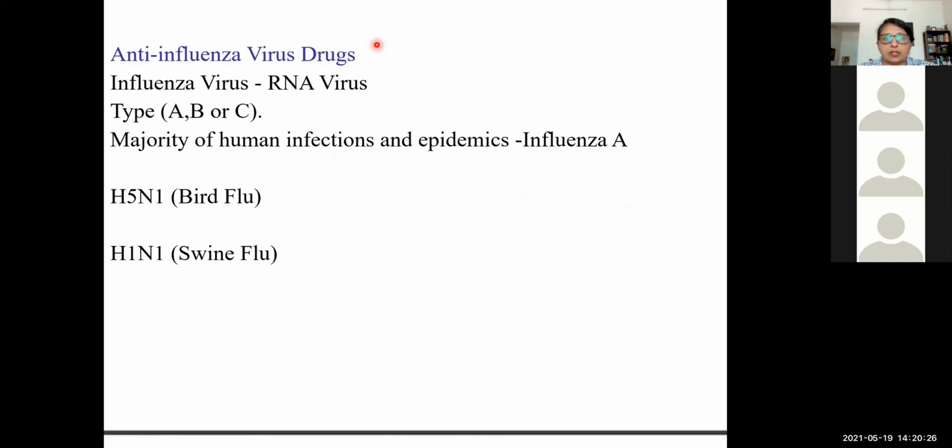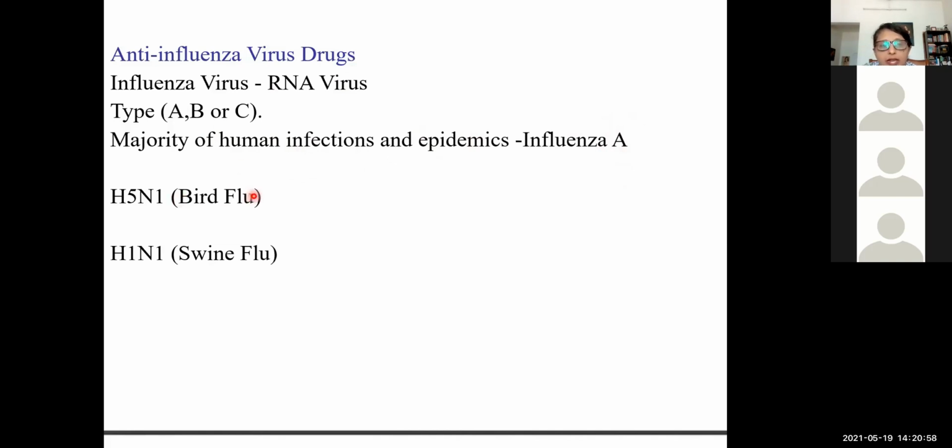Now, we have seen the anti-herpes virus drugs. Now we are coming to anti-influenza virus drugs. Of the influenza viruses, there are influenza A, B and C. All of these are RNA viruses, whereas herpes virus is a DNA virus. Most of the human infections are by influenza A.